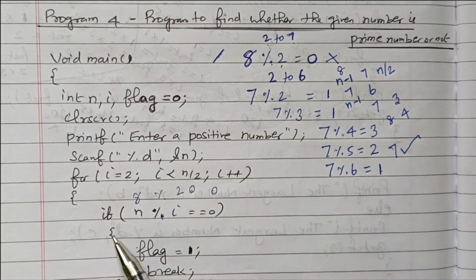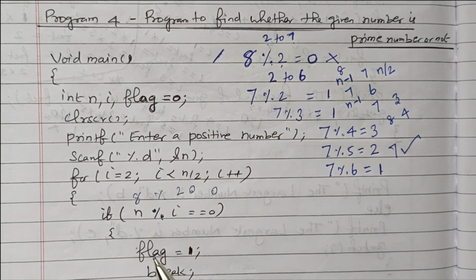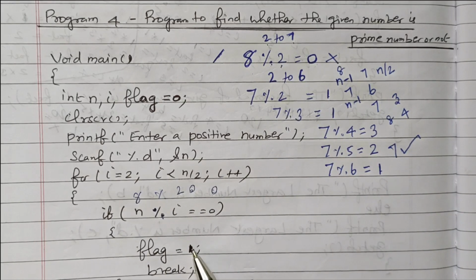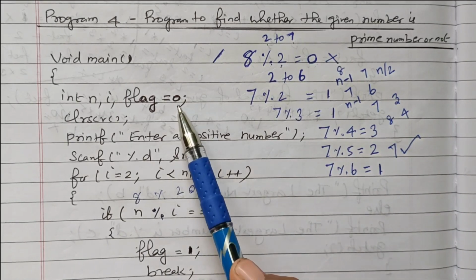So we can open one braces. We have 2 statements. Flag equal to 1. What is the flag value? Already it is 0, right?